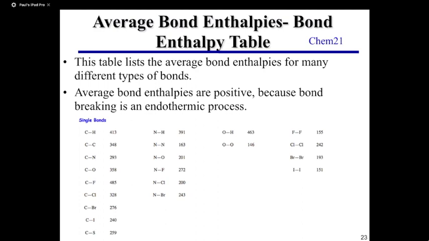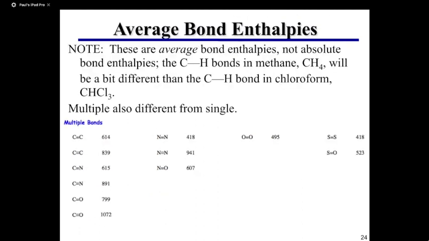What's important is, these are all single bonds. If you get to double bonds, the values get bigger because the double bonds hold stronger. Triple bonds are even larger values. You're going to have to use a table to calculate these problems. Multiple bonds get bigger and bigger, and so these are average bond enthalpies, not the absolute.